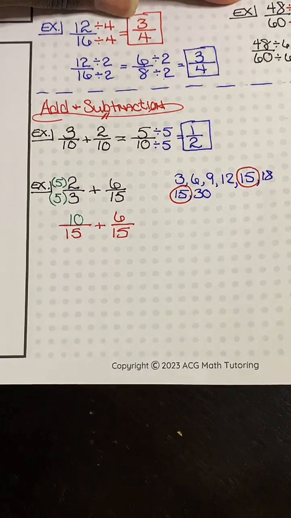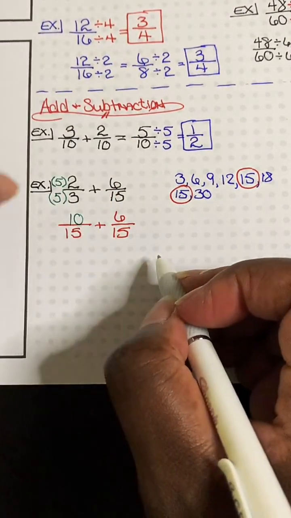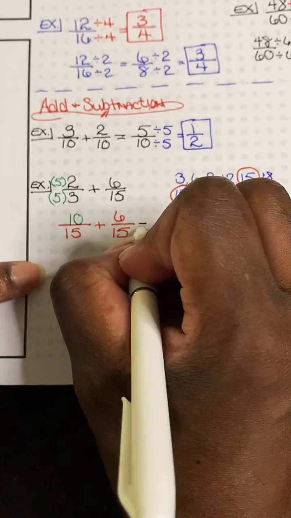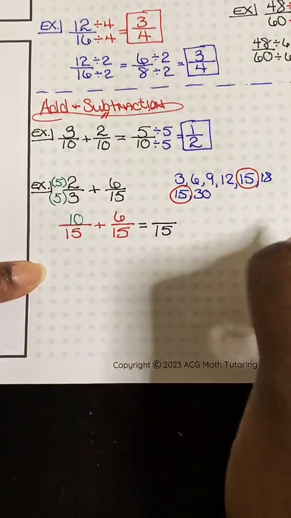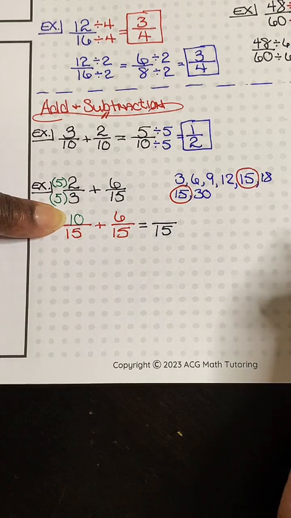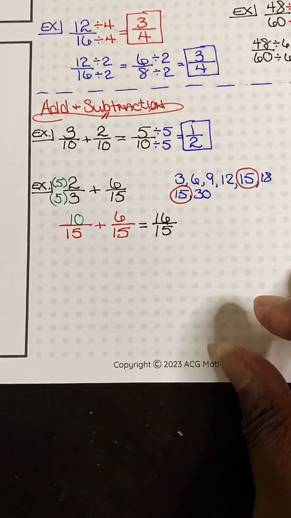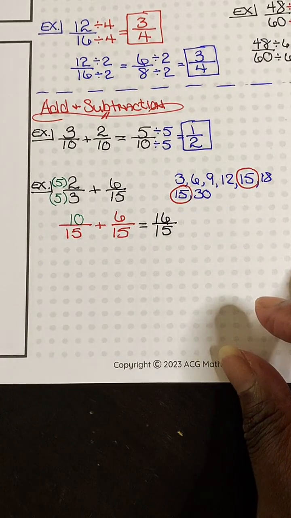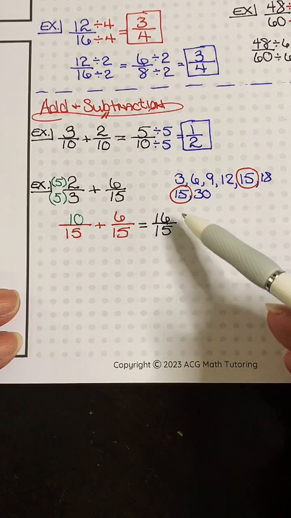All right. So now from here, we're going to carry over what we just did up above. We're going to keep our denominator, which is 15, but we're going to add our numerators. So 10 plus 6 will give me 16. Okay, there we go. So now from here, we got an improper fraction.